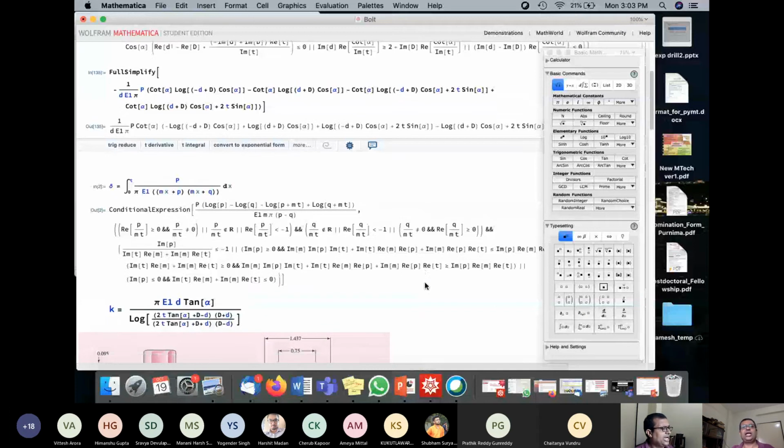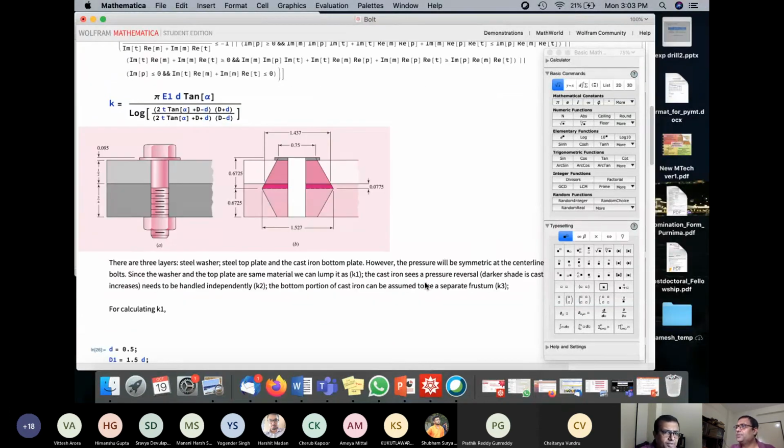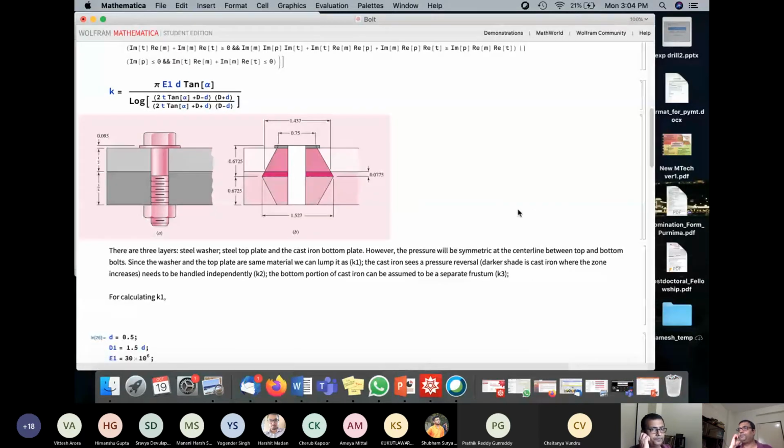So let me go ahead and blow this up a little bit. Okay, I have this member. Now, how many layers do we have here? Any answers? How many layers do we have in this? I'm tightening the bolt. There is a washer on top. There is a steel layer. So there is a washer on top right here.